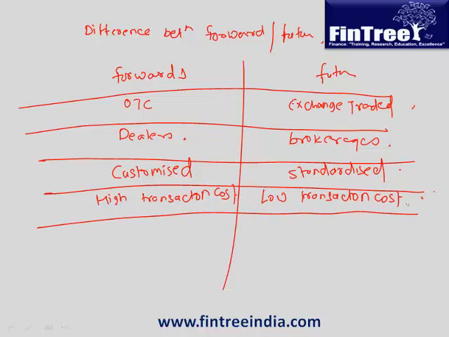Now tell me, is there a possibility of having a default in case of forward contract? Yes, because the counterparty, the other party, could always say that they are not willing to exercise anymore. And then it's a simple legal contract where you go to court and sue them. Which means what we have here is default risk, or also called counterparty risk. Same concept.